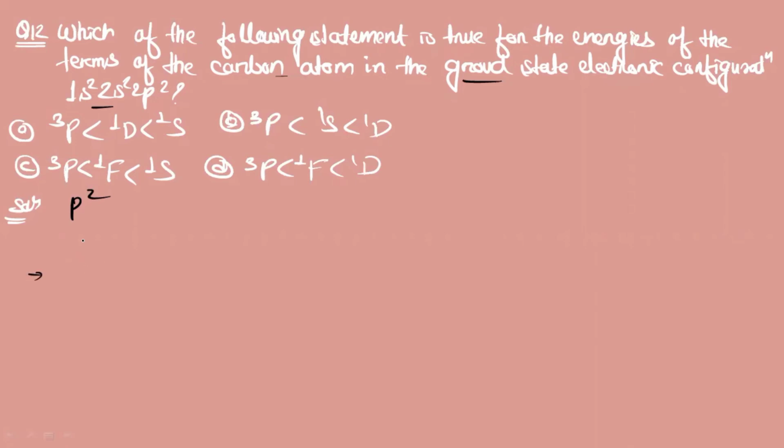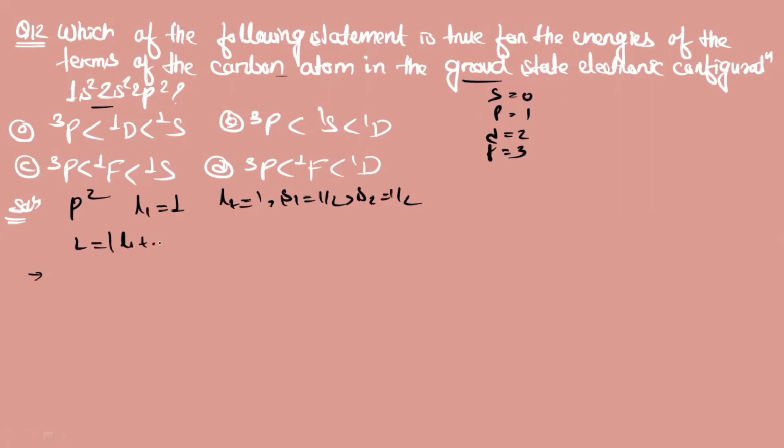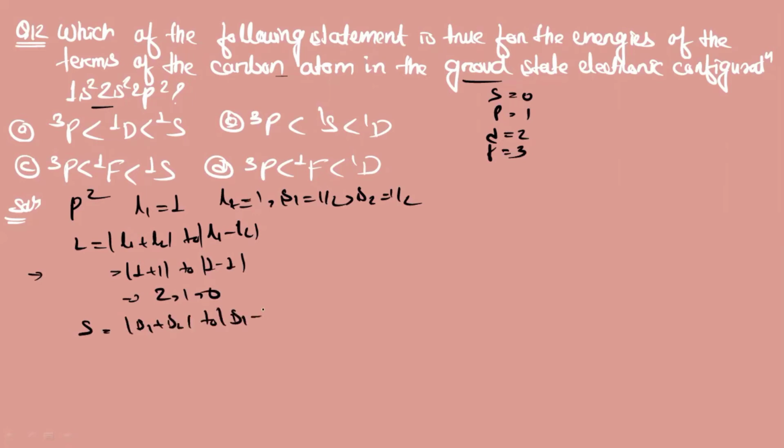So if you see here, there will be 2 electrons. L1 will be equal to 1, and L2 is also equal to 1 because it is a p shell. We know s, p, d, f are 0, 1, 2, 3. And if you see the spin, S1 is equal to half, S2 is also equal to half, for both the electrons. So you can write capital L is equal to L1 plus L2 to L1 minus L2, that is 1 plus 1 to 1 minus 1. So it is 2 to 0, so it is 2, 1, 0. Similarly, if you calculate S, you will have S1 plus S2 to S1 minus S2.